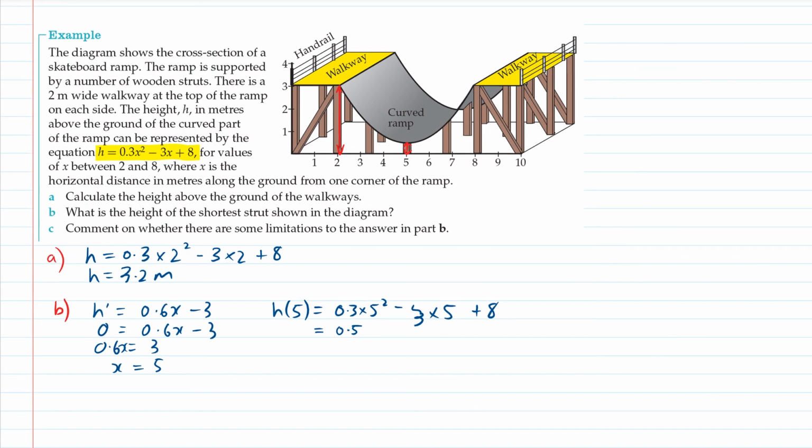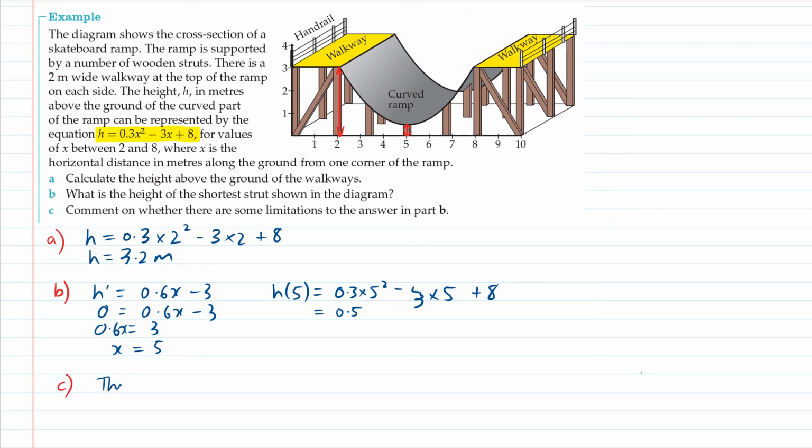Okay, for our last question, comment on whether there are some limitations. Well, I guess there are some physical limitations, such as the thickness of the ramp. For instance, we don't know if the model is modeling the middle of the ramp or the top surface or the bottom surface, and also the curve of the top of the strut, so that it is touching the surface completely. So there are always physical limitations that we need to be aware of.